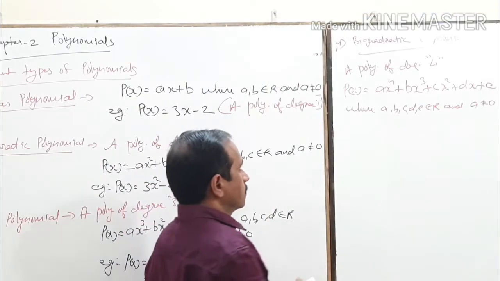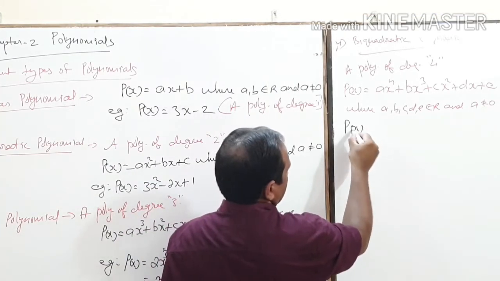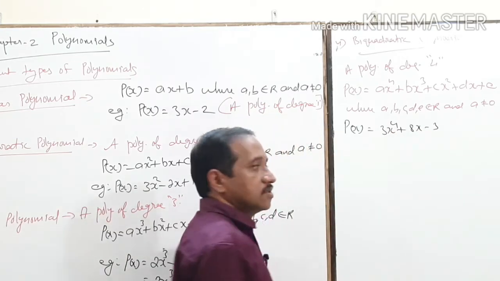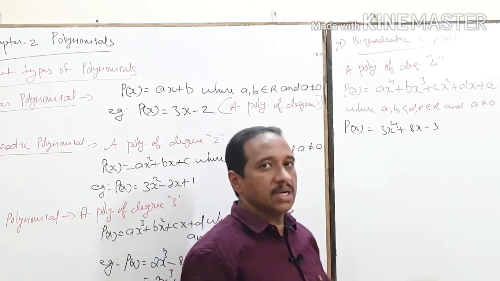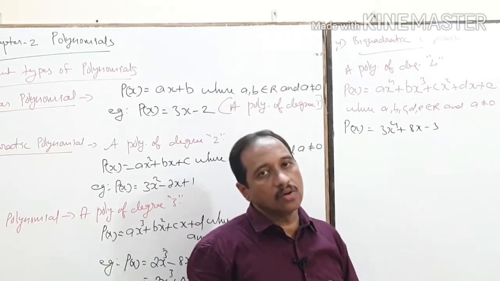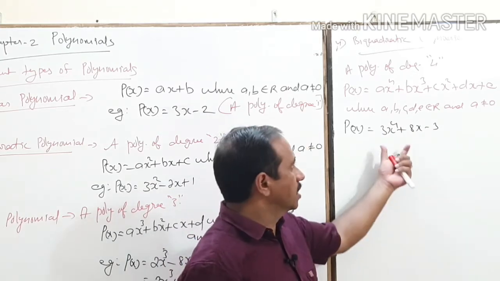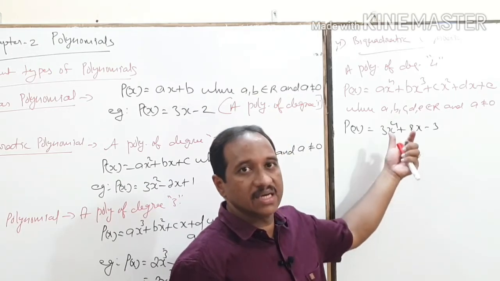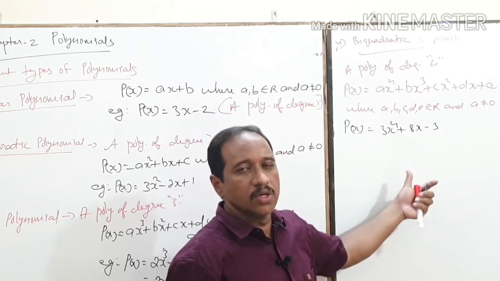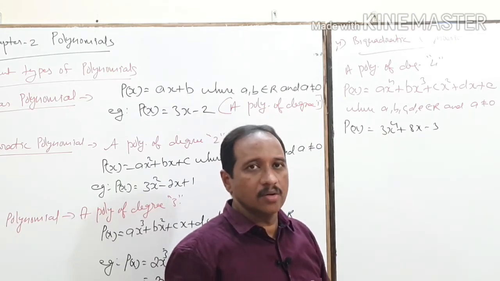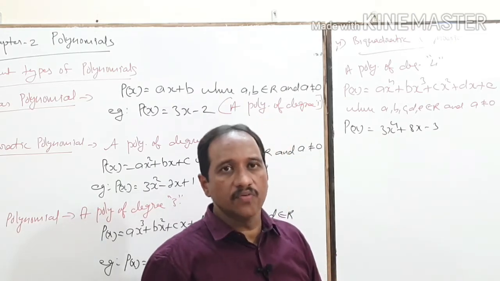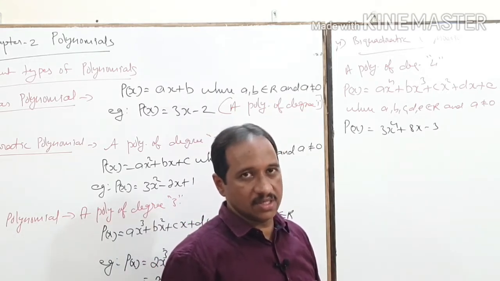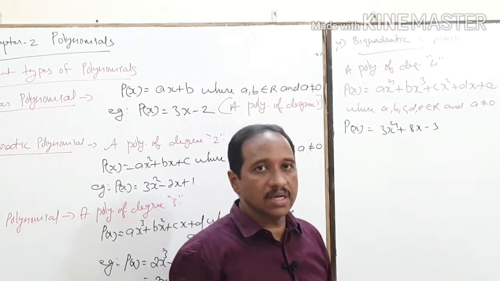For example, here the degree of the polynomial is 4, so it is a biquadratic polynomial. But definitely you can see that here some terms are missing. X cube term is missing, x square term is missing. So to write it in the standard form, you can write those terms with the coefficient 0, that is 0x cube plus 0x square, etc. So this is a biquadratic polynomial.